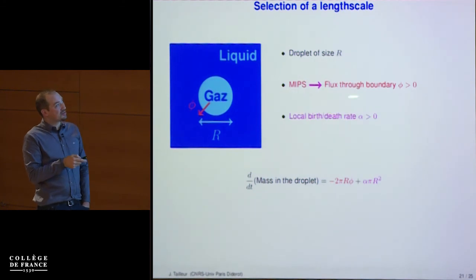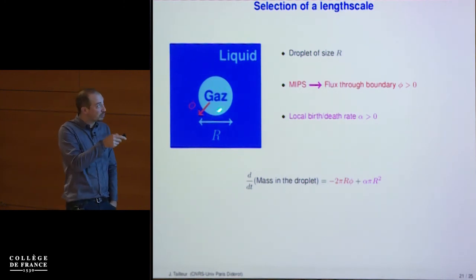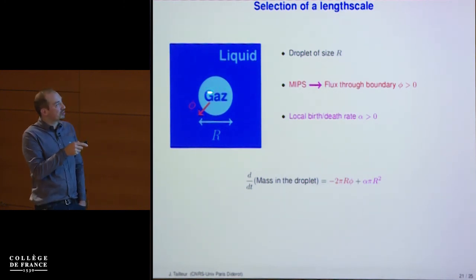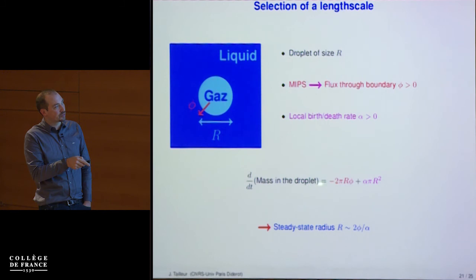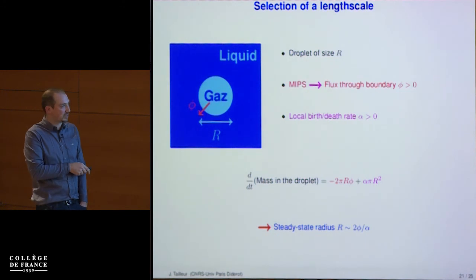Now, I also have the birth and death dynamics. And if it's the gas, it's a low density region, so I'm creating bacteria everywhere. And this time, because it's everywhere, the birth rate, the contribution to the mass, is proportional to the area, which is pi R squared. So you see that if I want now to go to the steady state and put this equal to 0, I have to balance this term with that term. And I select a radius by balancing these two mechanisms.